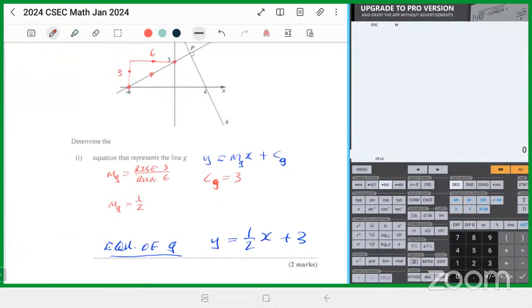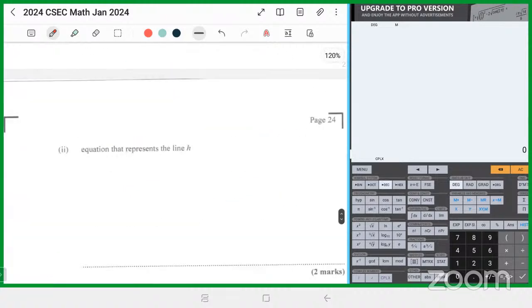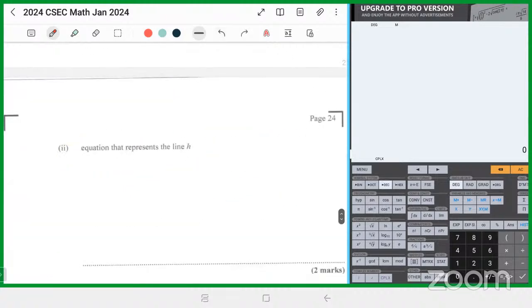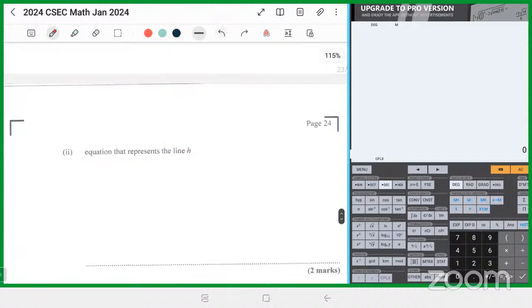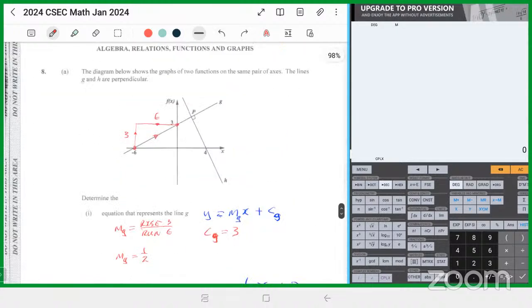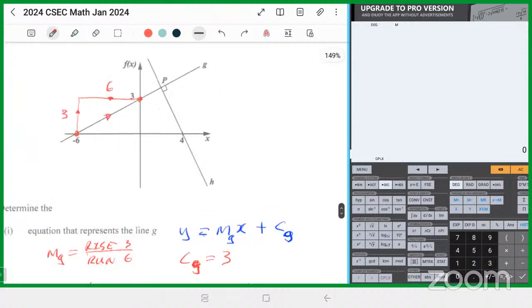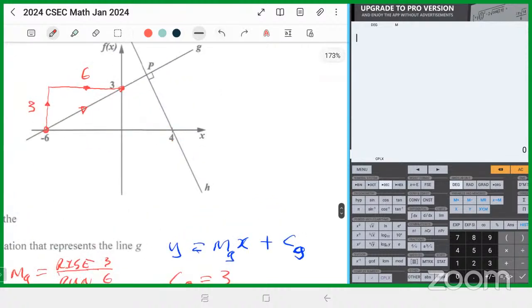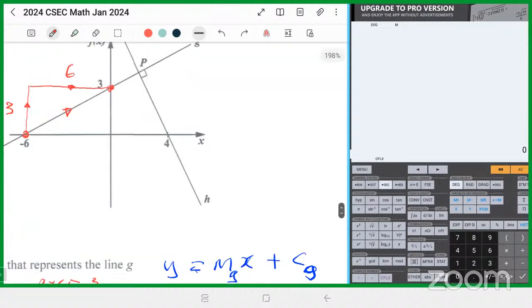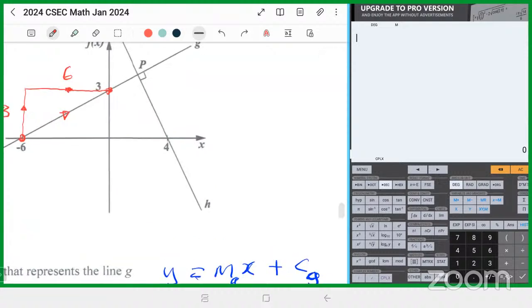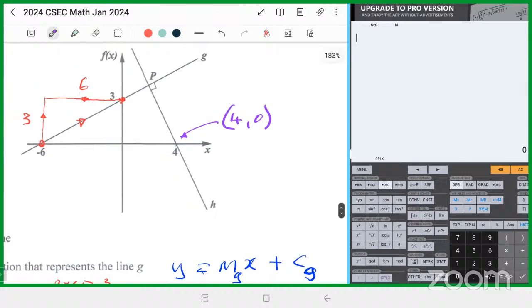Easy, easy. The next part wants the equation of line H now. So to find the equation of line H, we need 2 things about it, right? The first one was that it is perpendicular, but we also have this point that it passes through. So this point on H is a point 4, 0. So it's a known point, 4, 0 on the line H. And because it is perpendicular to G, we can get a gradient.